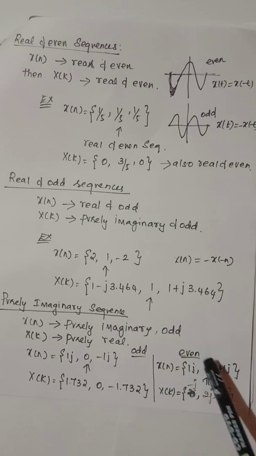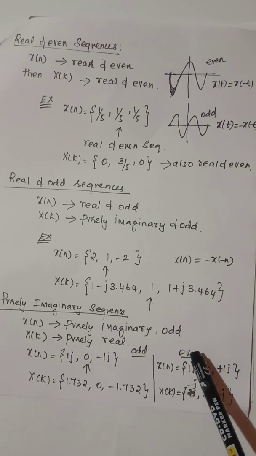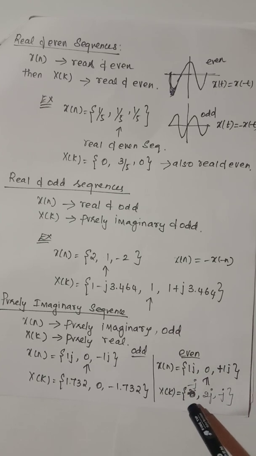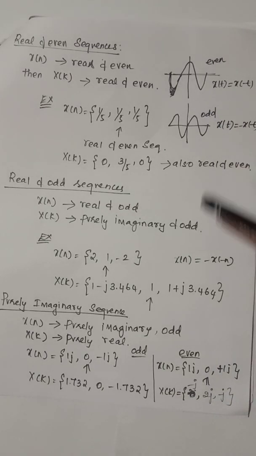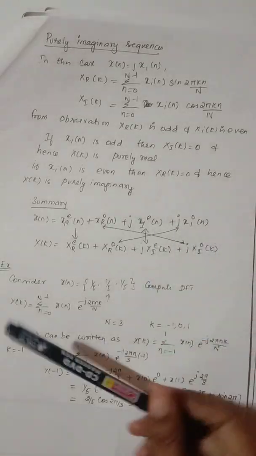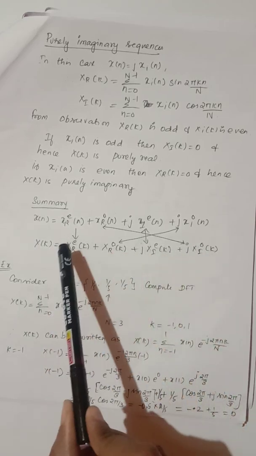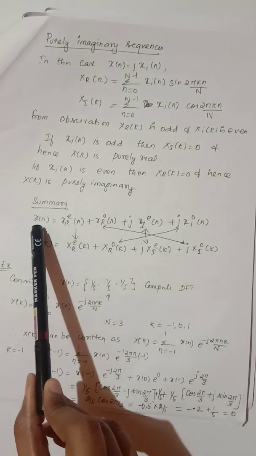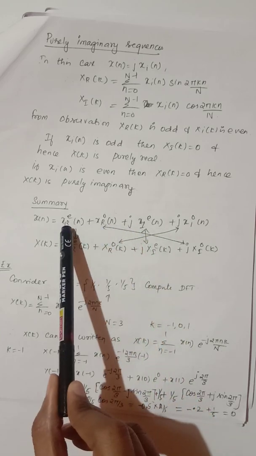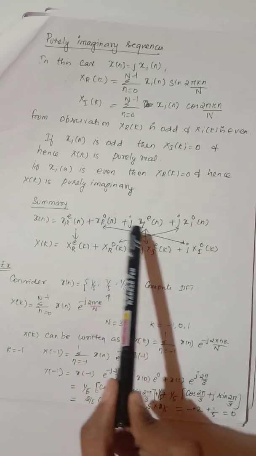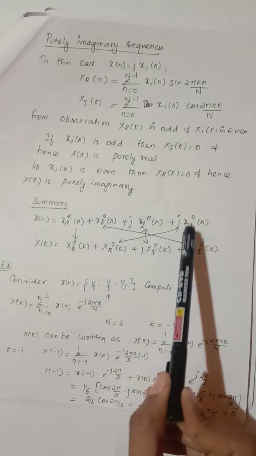If the input is purely imaginary and it is an even sequence, you will get that X of k is purely an imaginary sequence. So these are the different combinations we need to know while performing these DFT operations. Just remember this combination, that is x of n may have a real part and an imaginary part. In the real part it may be odd or even, and the imaginary part also may be odd or even.